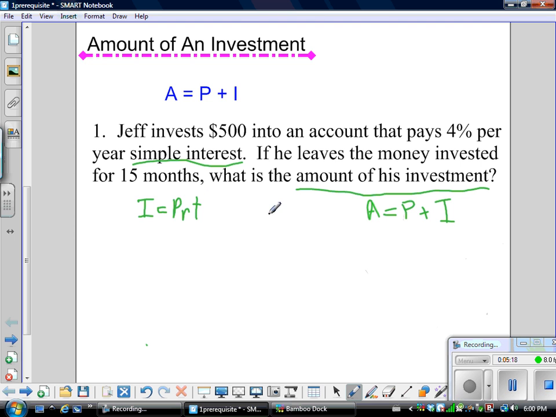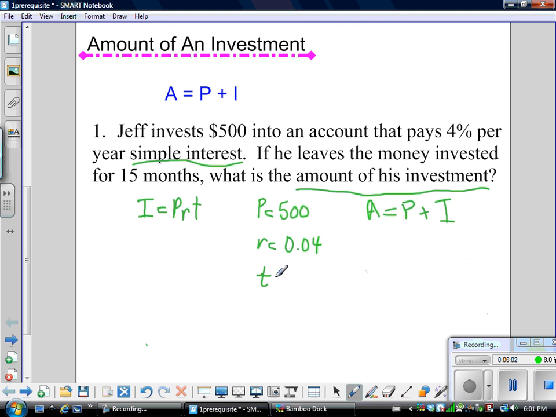And sometimes what I like to do is put my variables down the side. So P, R, and T. When I look at my principal, if I go back to the question, it says Jeff invests $500. So that is his principal that he started with. So that's going to be 500. R stands for rate, so he pays 4% per year simple interest. So 4%, and if I divide that by 100, I end up with the decimal 0.04.